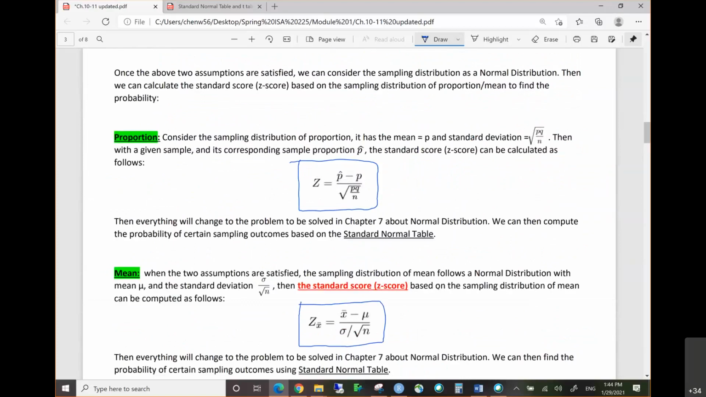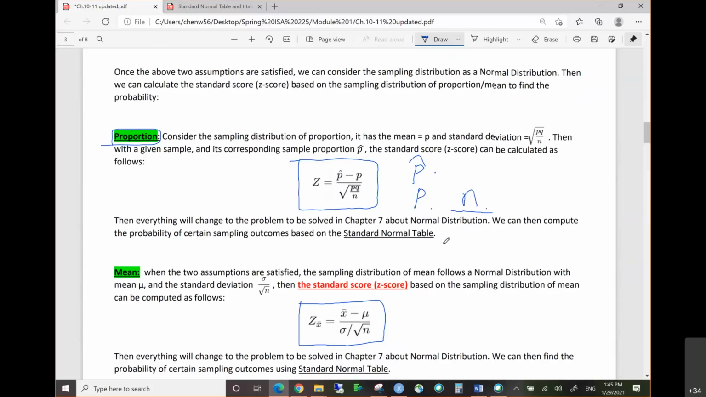All right, so we have a formula for the z-score if we are talking about the sampling distribution of proportion. In this formula, we need p hat and we need to know p. P hat is the sample proportion, and p is the population proportion. We also need to know the sample size, how many objects are in your sample.